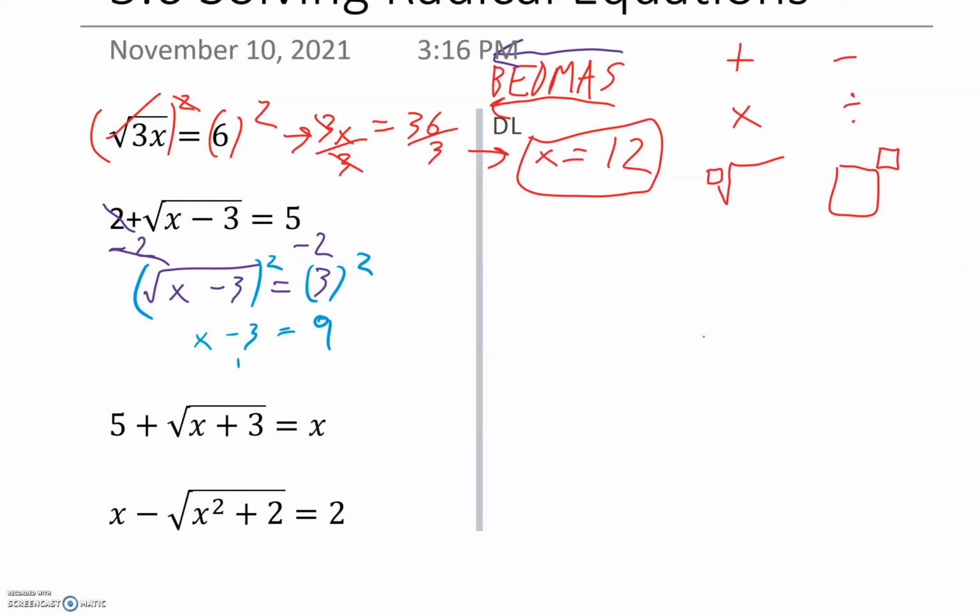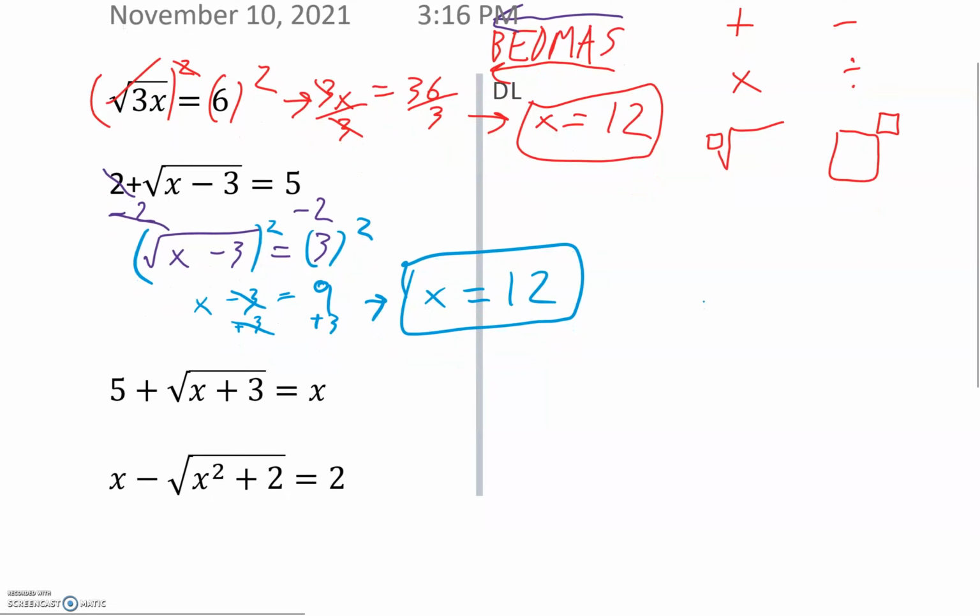So now we can just add 3 on both sides. Those cancel, so we're left with x equals 9 plus 3 is 12. Oh my goodness, it's the same number. Hopefully I didn't make all of them the same.